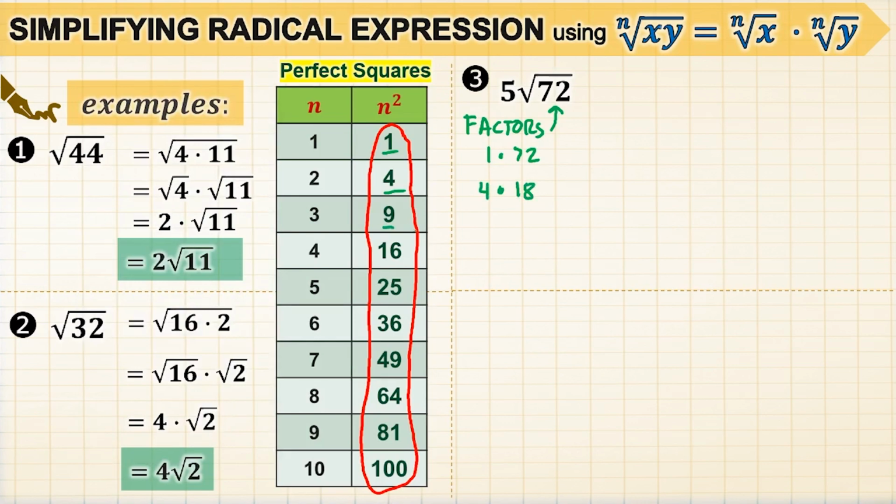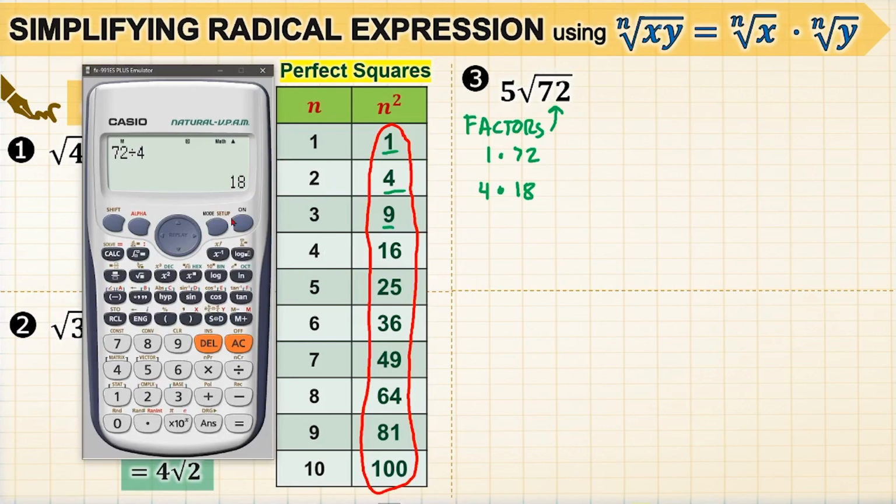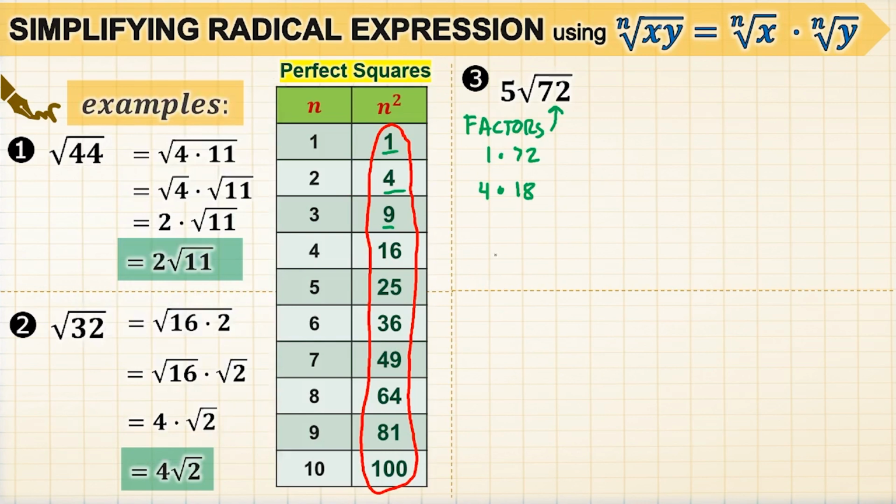Next, try naman natin kung pwedeng factor si 9. So, we can divide 72 to 9. That's gonna be 8. That means we can say that 9 times 8 is equal to 72. Tandaan, hinahanap lang natin dito yung mas malaki, pero iniisa-isa na natin siya just in case na yung nasulat natin, siya na yung pinakamalaking perfect square factor. So, 9 times 8.